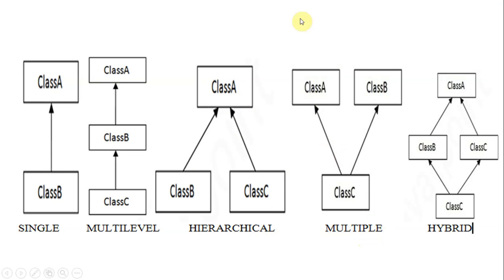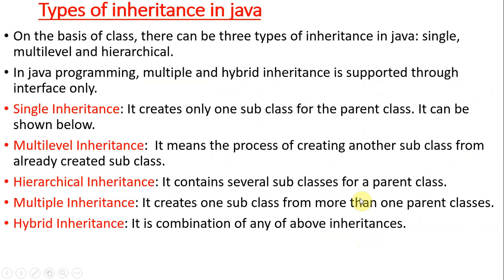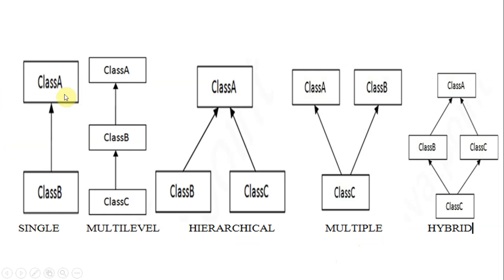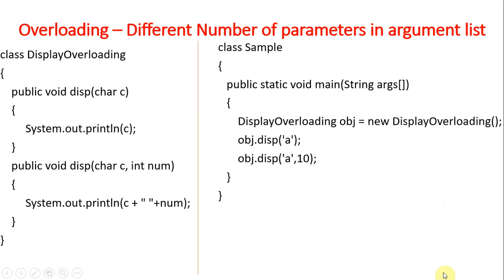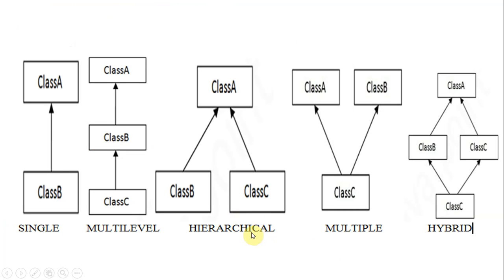Multiple and hybrid are not directly possible in Java programming, but those can be achieved with the help of interfaces only. Multiple means creating one subclass from more than one parent. It is quite the opposite of hierarchical: in hierarchical, for one parent we create more than one class, but here, for more than one parent we create only one child. This is not directly possible in Java, but with the help of interfaces we can achieve it.